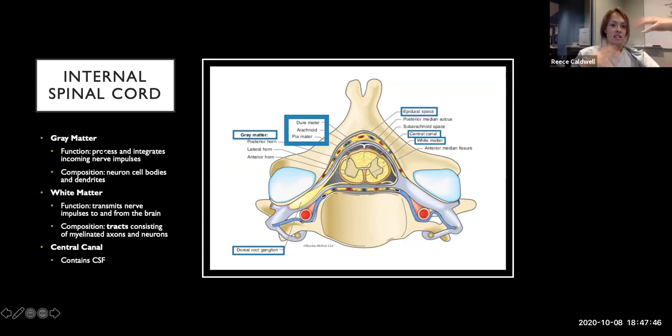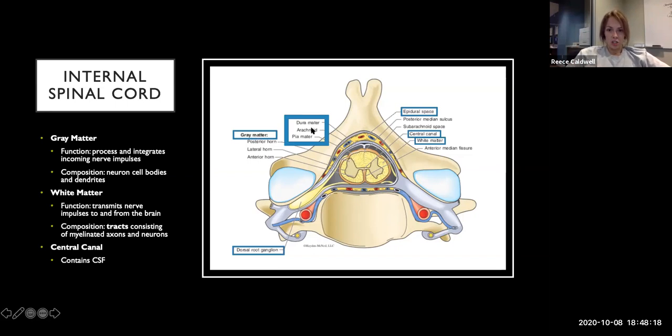Gray matter processes and integrates, it receives and integrates just like the cell bodies and dendrites receive and integrate. White matter sends impulses to and from the brain. Remember, axons send the signal. And then lastly, we have the central canal, which is this tiny little canal in the middle of the spinal cord, and it contains that cerebrospinal fluid that will transport oxygen and nutrients to the spinal cord and brain.